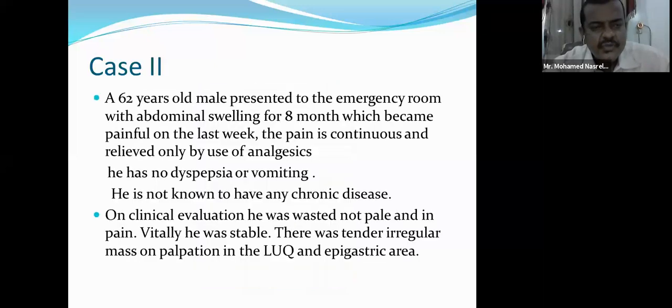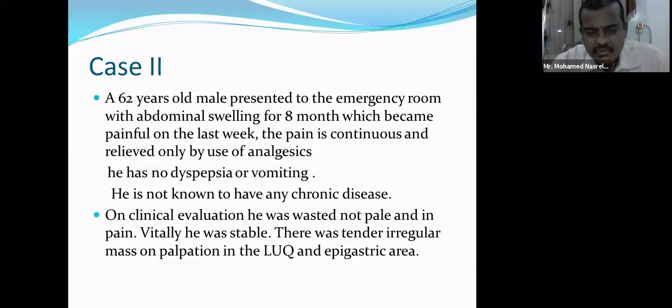Case 2, the second case: a 62-year-old male presented to the emergency room with abdominal swelling for 8 months, which became painful in the last week. The pain was continuous and relieved only by the use of analgesics. He has no dyspepsia or vomiting. He is not known to have any chronic diseases.